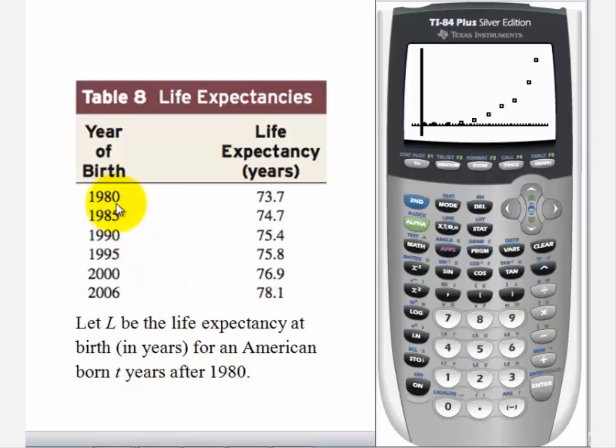So in this case, 1980 is going to become t equals 0. 1985, t will equal 5. 1990, t will equal 10. For this example, t will be our independent variable, L will be our dependent variable.